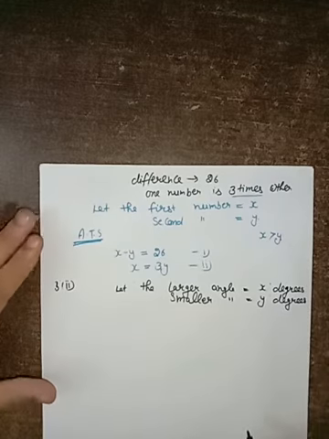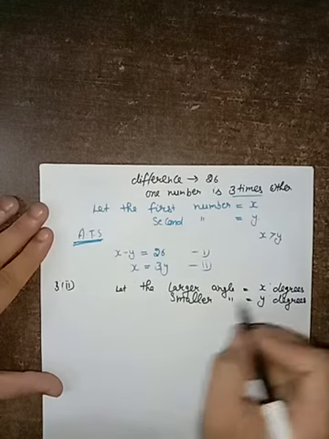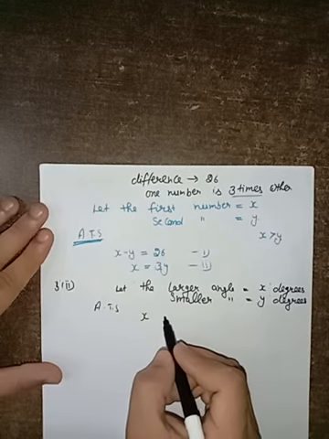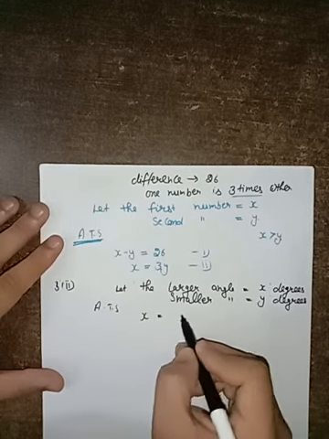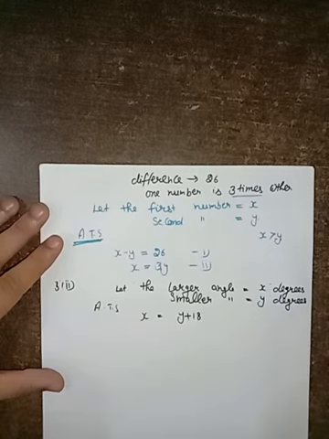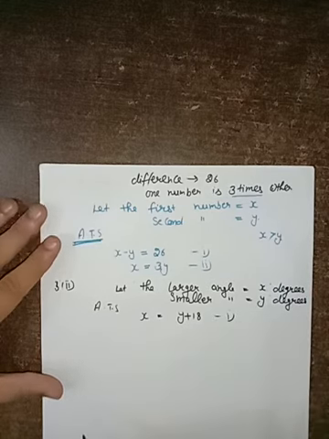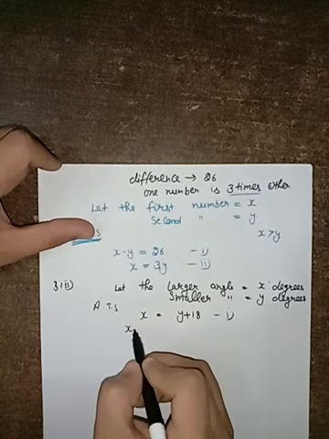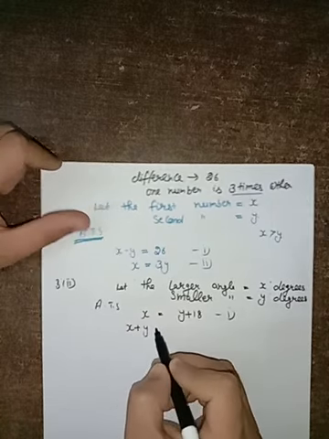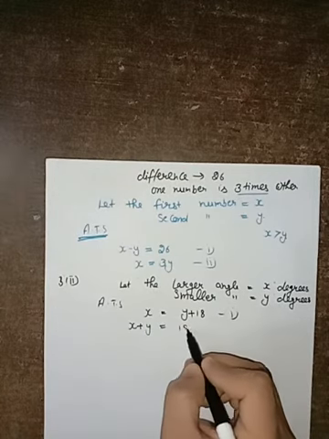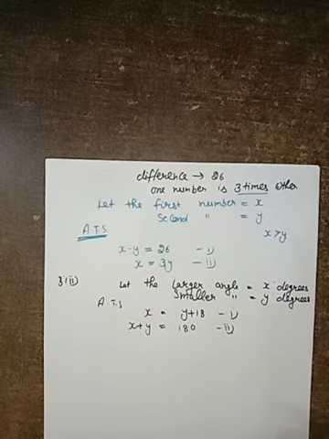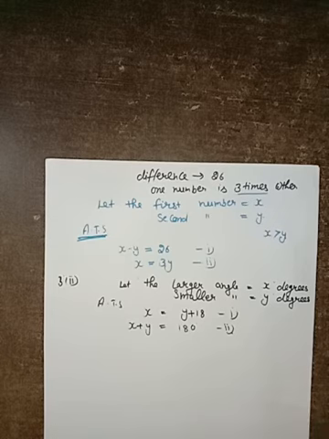Now according to the statement, the larger of the two supplementary angles, means x, exceeds the smaller by 18 degrees, means x equals y plus 18. This is my first equation. Now supplementary angles are those angles whose sum is 180 degrees. It means x plus y equals 180 degrees. This is my second equation. You have to solve this by the substitution method. Thank you, students.